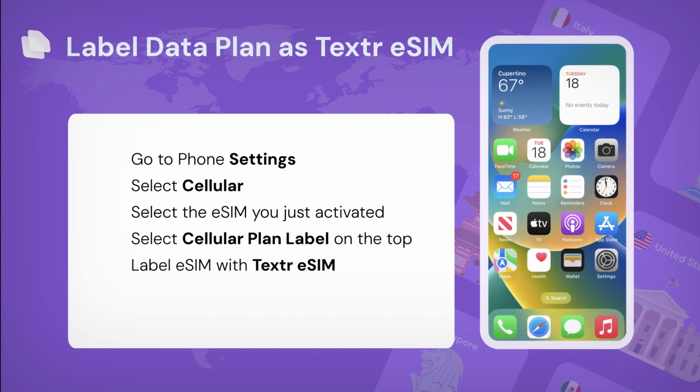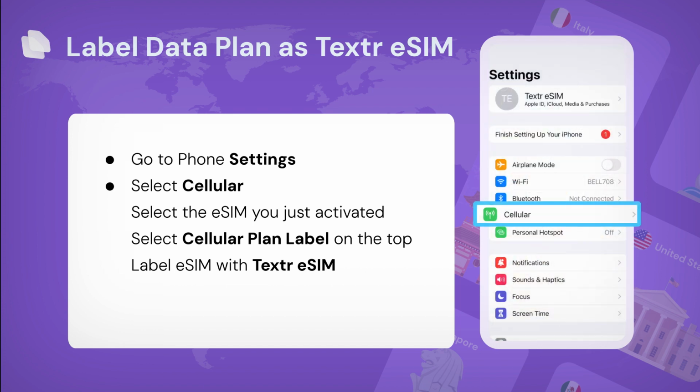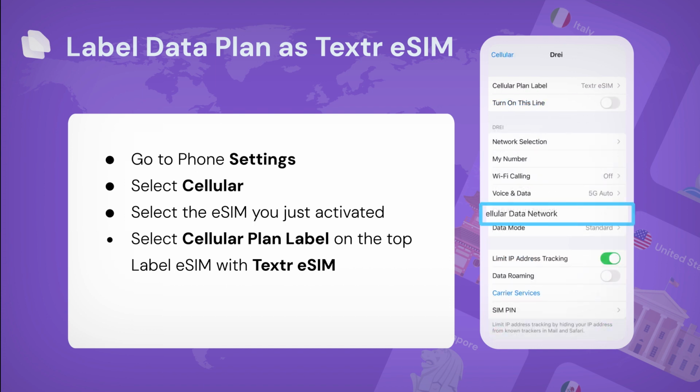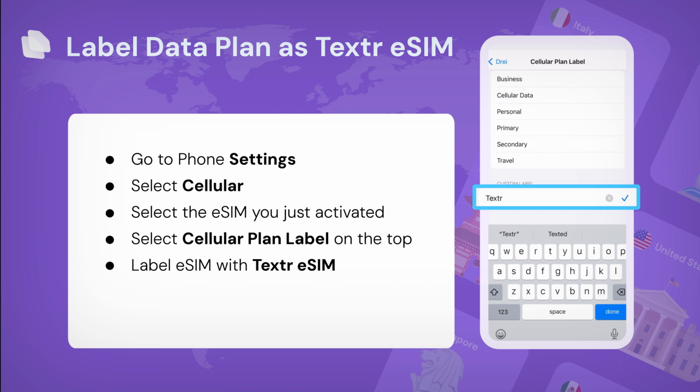Label data plan as Textr eSIM. Rename your data plan so it is easier to recognize when you are ready to activate it. On the cellular page, select the eSIM you just activated. Select Cellular Plan label on the top. Label your eSIM as Textr eSIM or any name you prefer.